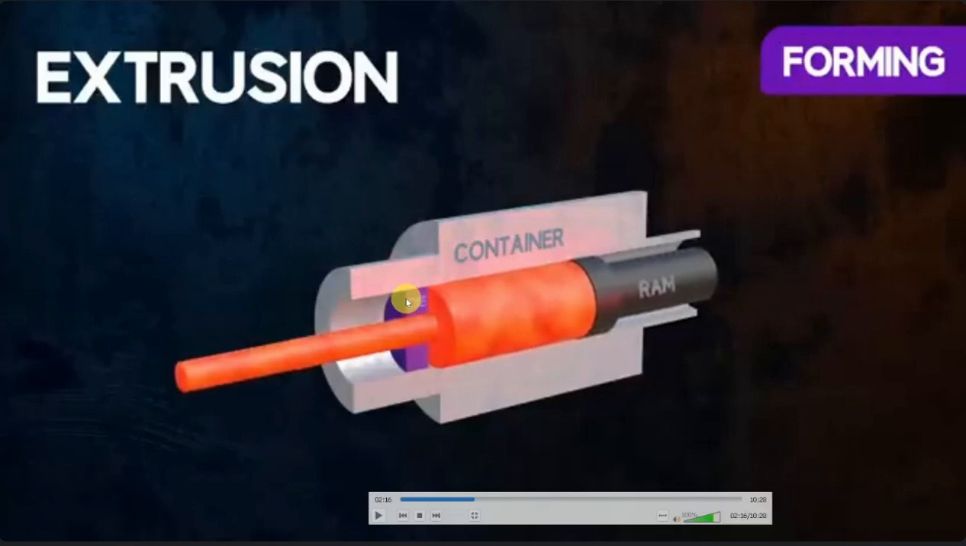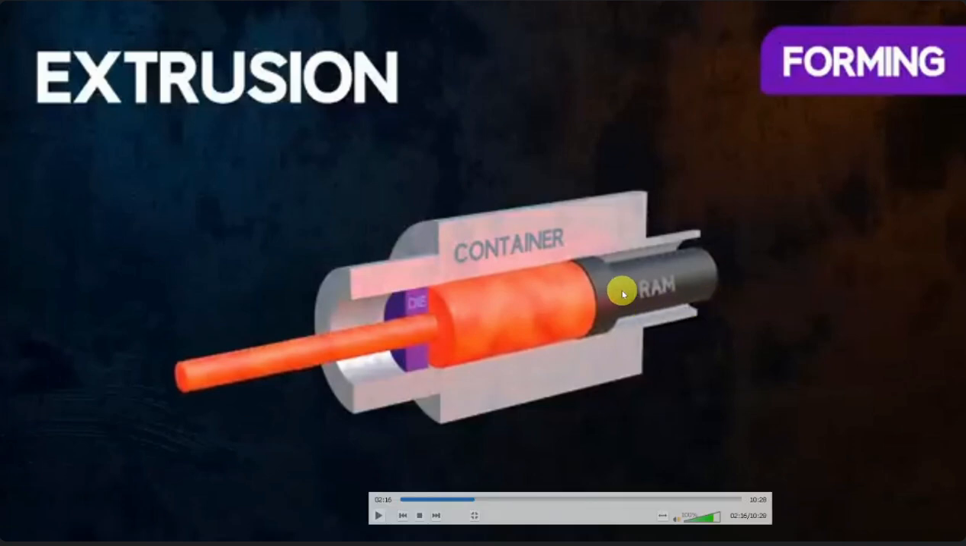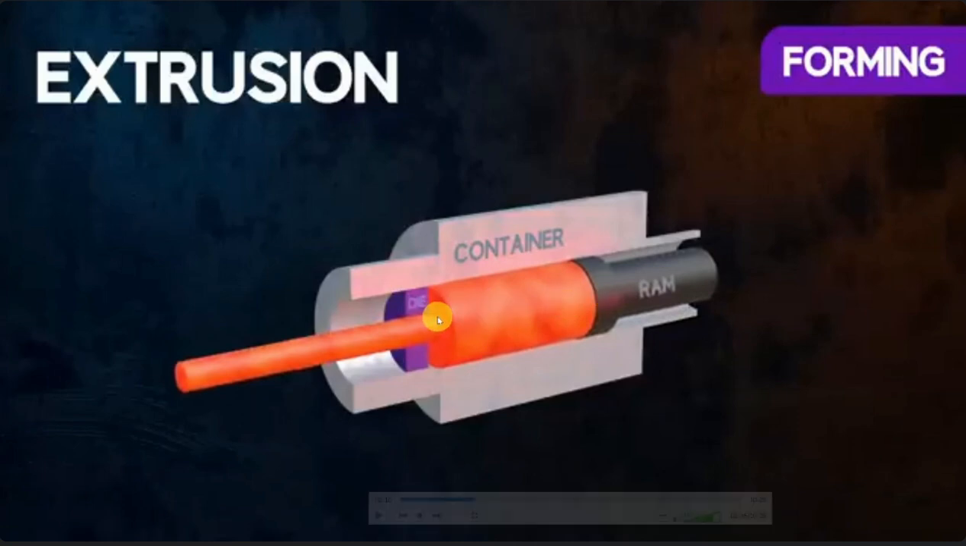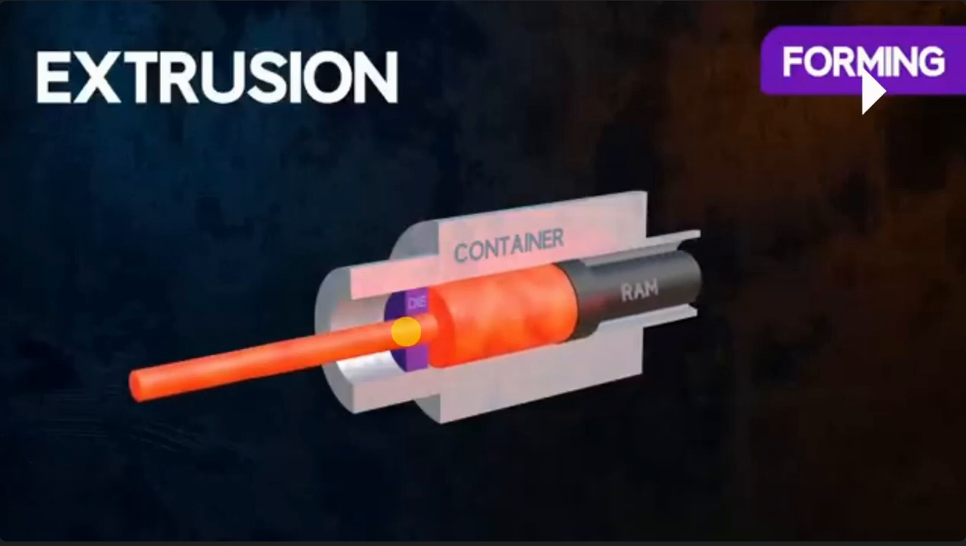So in extrusion, there will be a die. Here it is called the die and this is called the container. They initially heat up the metal, that is a metal block, and apply force using a ram. Because of this force, the metal is extruded through the die. This is called the extrusion process.